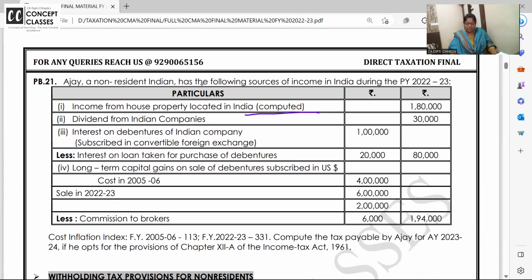Next is dividend income, वो तो ठीक है. Interest on debentures of Indian company, if these are subscribed in the foreign exchange, तो ये इंटरेस्ट इनकम के कितना टैक्स आएगा? 20%. Interest on loan taken for the purchase of the debentures: when you invest in convertible foreign exchange, कोई expense allowed नहीं होगा. Long term capital gain on these debentures subscribed, ठीक है, that we will see.